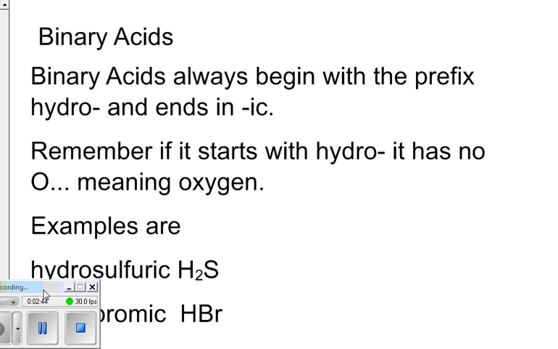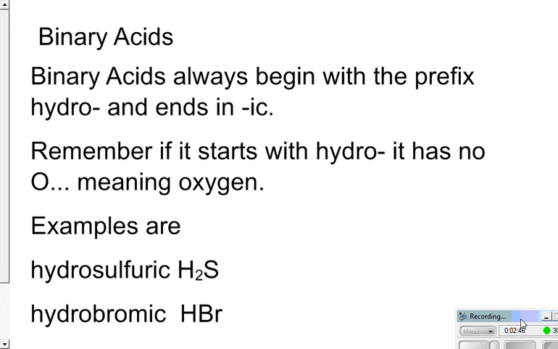Binary acids are another type of acid that we have looked at, and with binary acids, remember that they always begin with the prefix hydro and they end in ic. Remember, if it starts with hydro, it has no O. That means that it doesn't have oxygen in its formula. So here are a couple examples. Hydrosulfuric acid would be H2S. Again, sulfur has a -2 for an oxidation number, so that's where that subscript 2 comes from. Hydrobromic acid would be HBr. So those are a couple examples of binary acids.